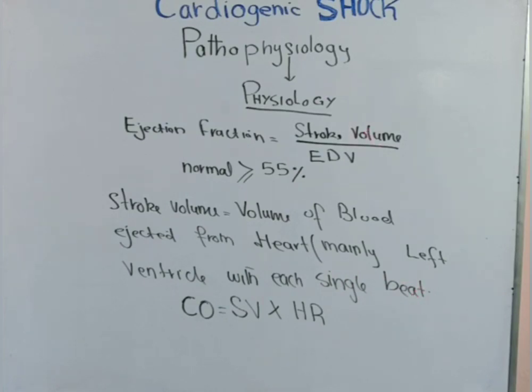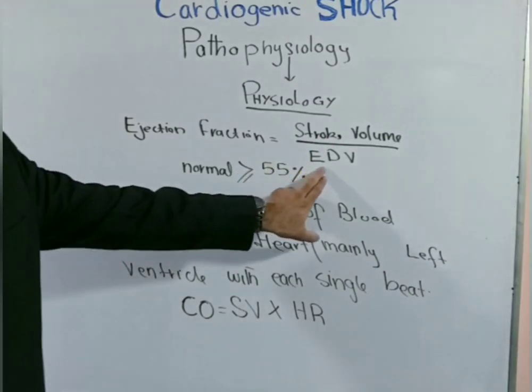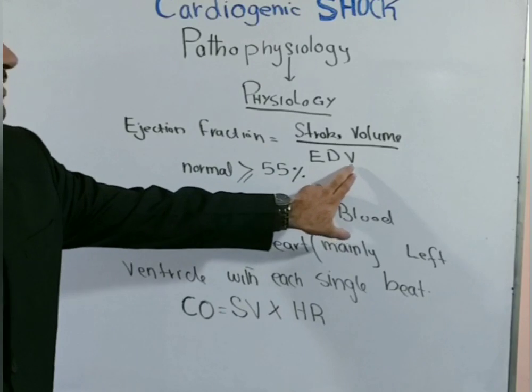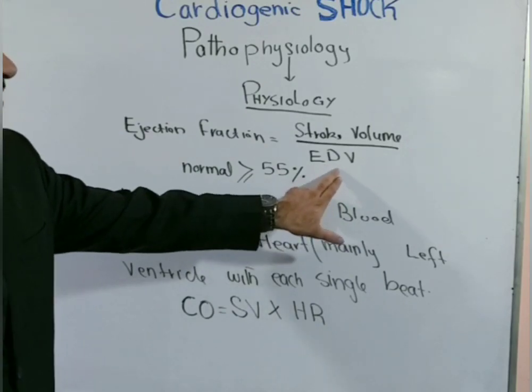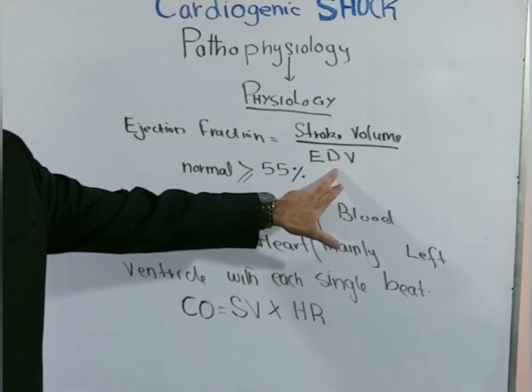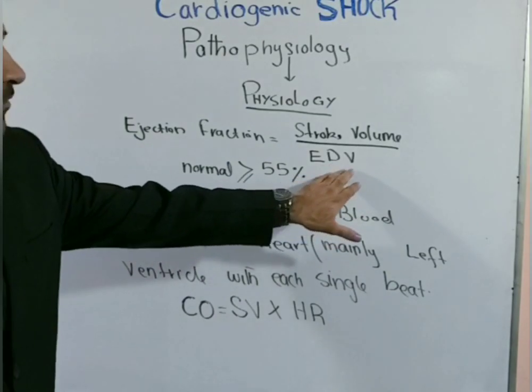Now, this stroke volume is a part of the cardiac output calculations, where we multiply the stroke volume with the heart rate, and this gives us the cardiac output in 1 minute. So, when we divide the stroke volume by the end diastolic volume, what is end diastolic volume? EDV, or end diastolic volume, is the volume of the blood which is present in the left ventricle, especially or the ventricles at the end of the diastole.